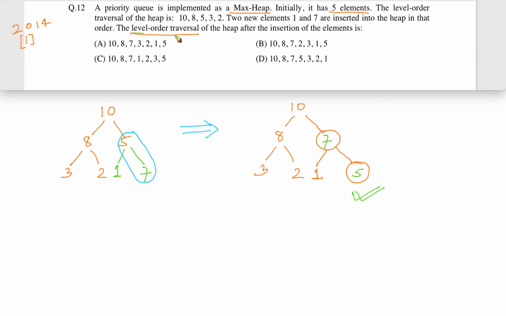Now we have to find the level order traversal and choose the correct answer. So level order traversal is basically 10, 8, 7, 3, 2, 1, 5. So basically A is the correct answer in this case.